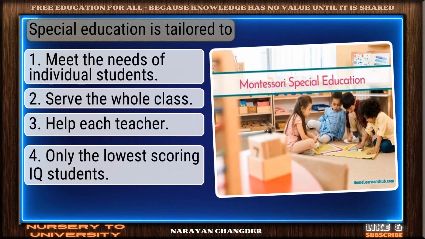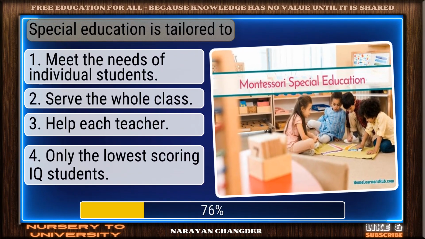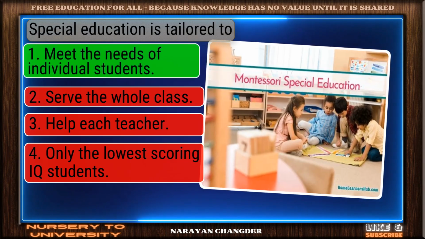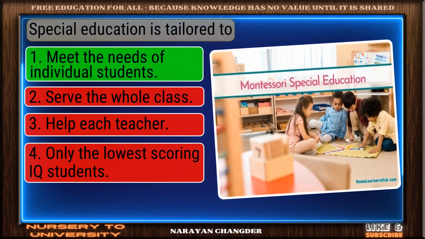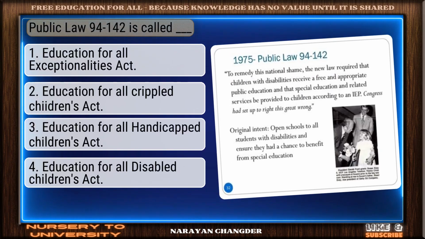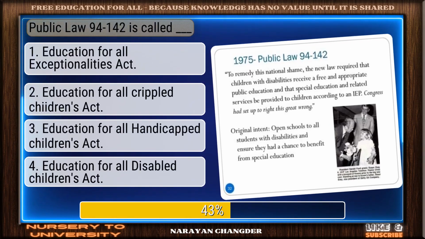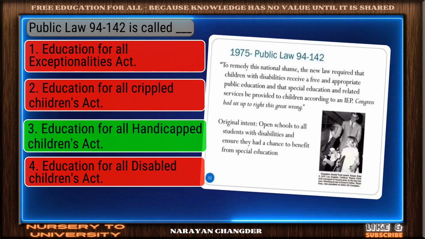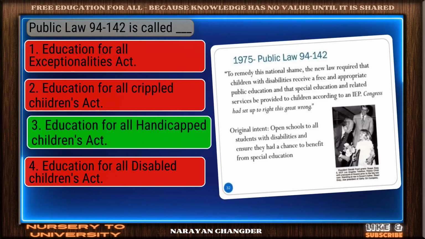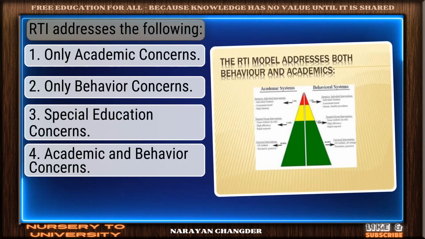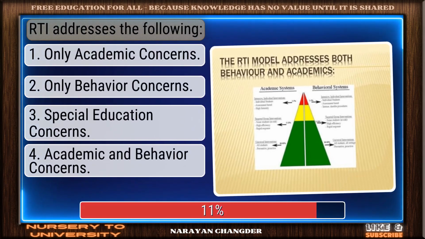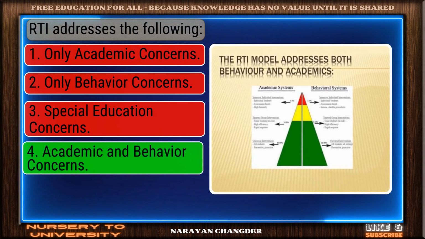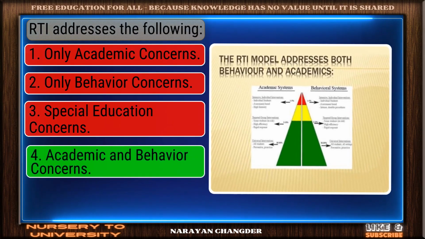Special education is tailored to. Nice selection. Meet the needs of individual students is the correct and valid answer. Public Law 94-142 is called dash. Well picked. Education for All Handicapped Children's Act is the correct answer. RTI addresses the following. Correct. Academic and behavior concerns is the right answer.